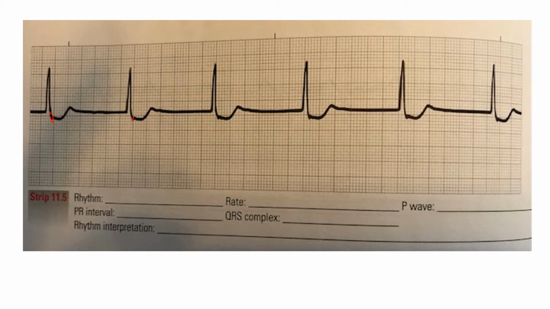So this rhythm interpretation is that it is a junctional rhythm because the heart rate is between 40 and 60. And again, it is a normal QRS, which means it came from above the ventricles, and it is regular. So your intervention for this is you would, again, assess the patient. If the patient is symptomatic, then you would use the Brady algorithm.